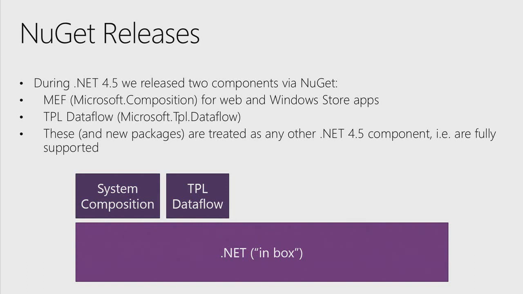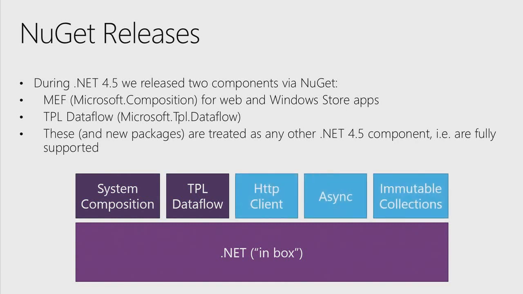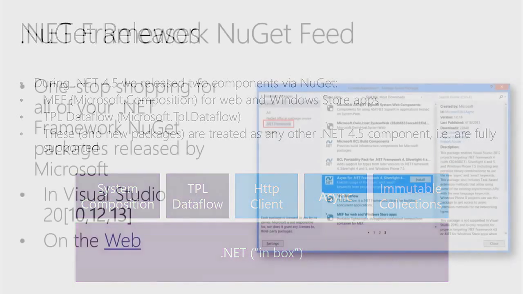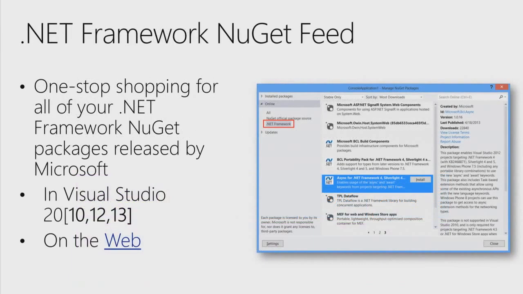So what we're doing right now is continuously adding value as far as new libraries are concerned. Quite recently we released HTTP client and async immutable collections, and what you'll see is we're going to release more and more libraries out of band so that developers can get the value on a much faster cadence.